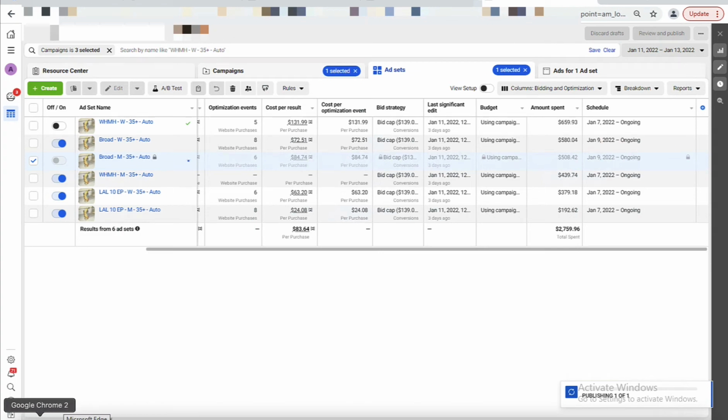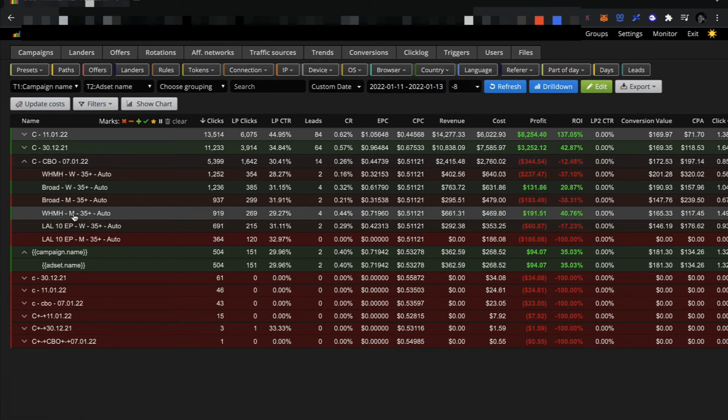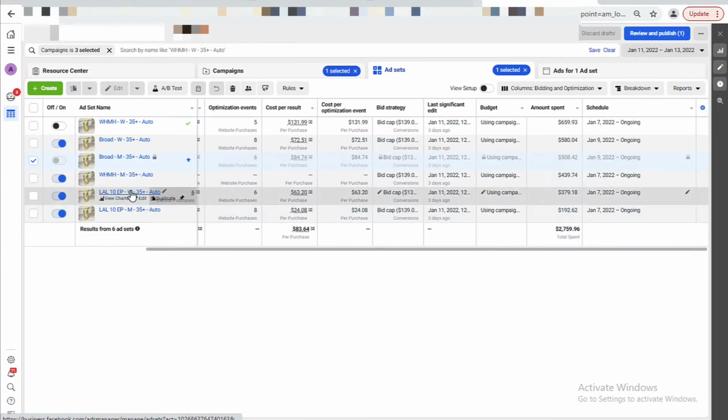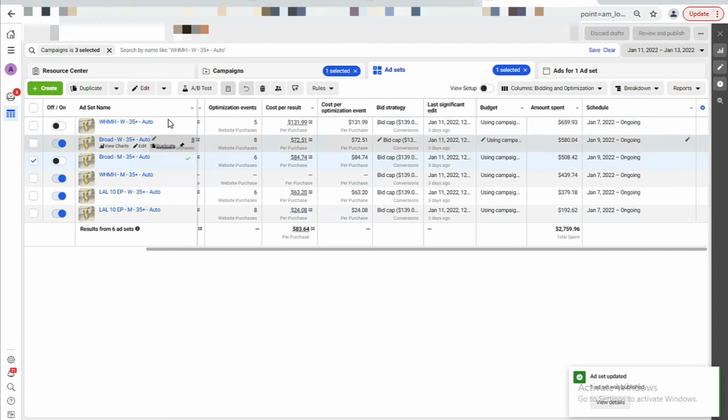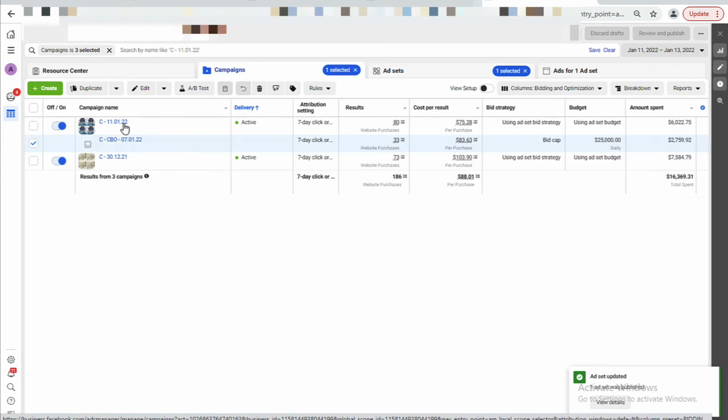WHMH is 439, 661, so a couple of $100 profit there. LAL 10 women is 292. So I mean, I could leave that. In fact, what I'm going to do here, even though we've got a couple of ad sets that are profitable, I'm just going to turn the whole campaign off.